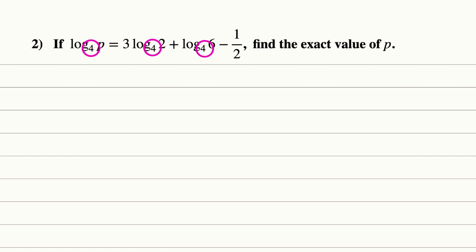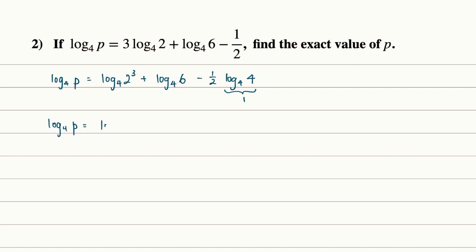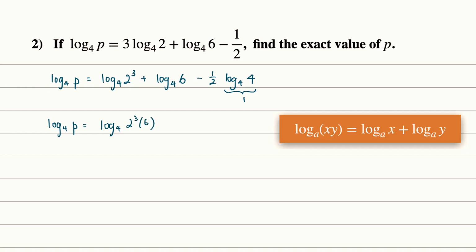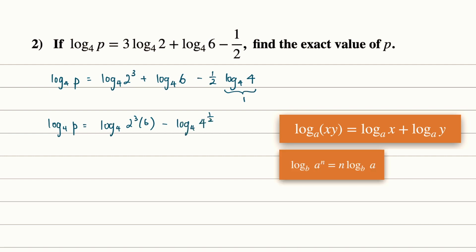So what we can do is we could put log base 4 of p equals to log to the base 4, 2 power 3, I'm going to bring up the 3 at the same time, plus log to the base 4, 6, minus half log to the base 4, 4, because this expression is equivalent to 1, which is equivalent to half. Alright, so log to the base 4 of p is equal to log to the base 4, 2 power 3 multiplied by 6 by using the product law, minus log to the base 4, 4 power half. I'm using the power law for this.